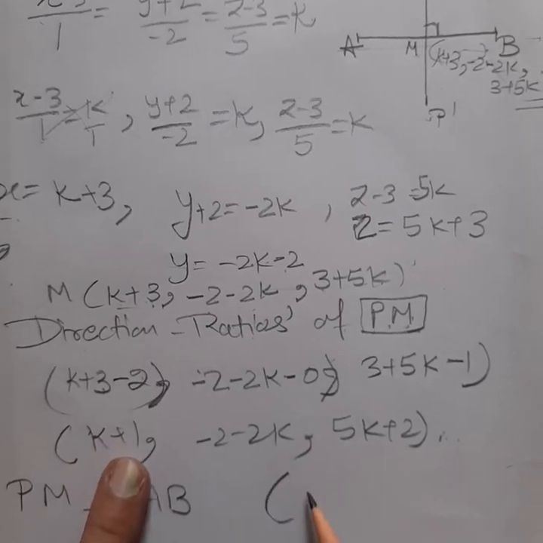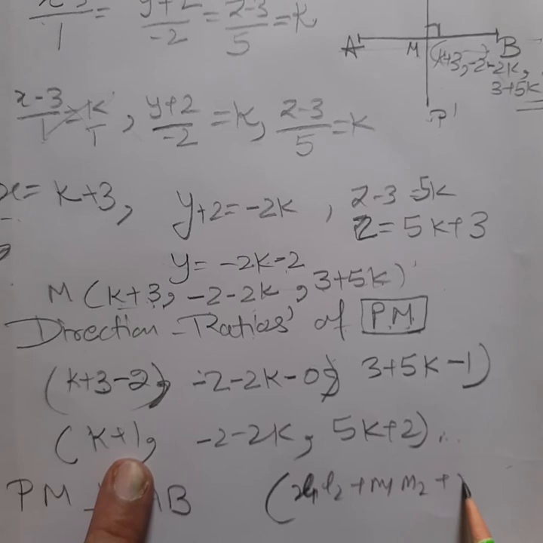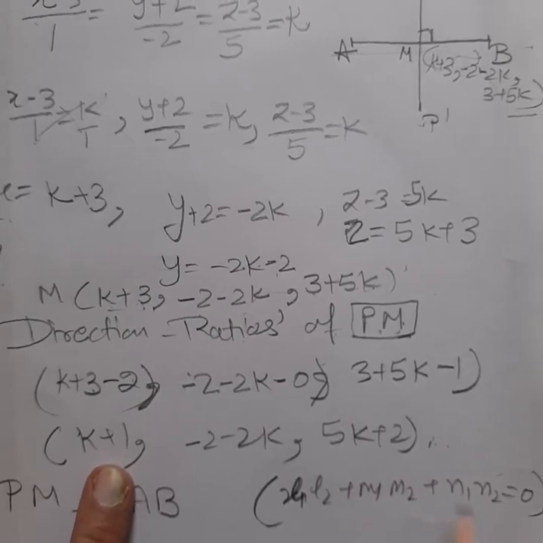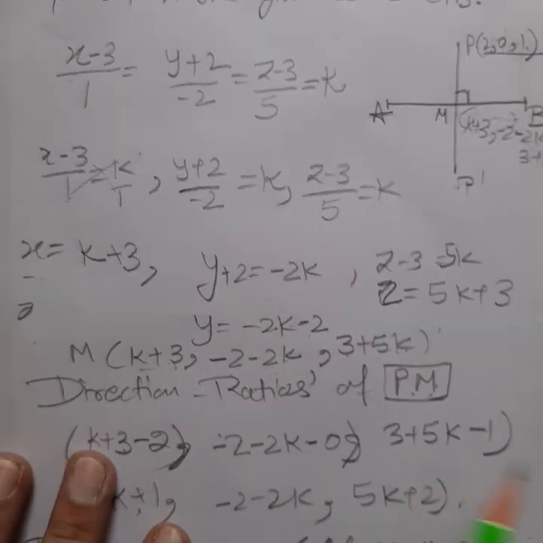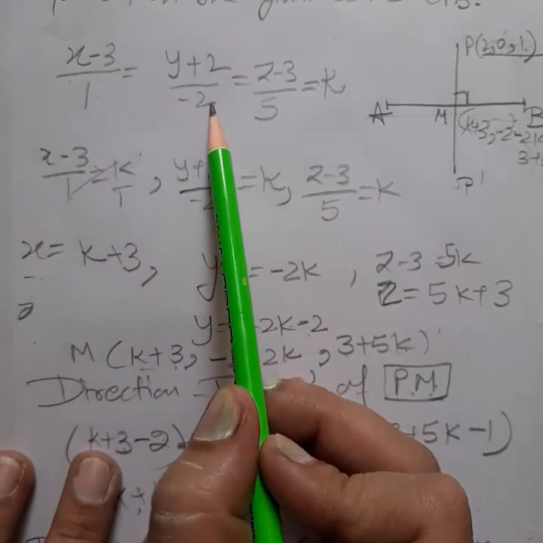I will tell you. If you have two lines, then you can write L1 L2 plus M1 M2 plus N1 N2. The product of the direction ratios of the two lines will be 0. So what are our direction ratios? You can take them as 1, minus 2 and 5.